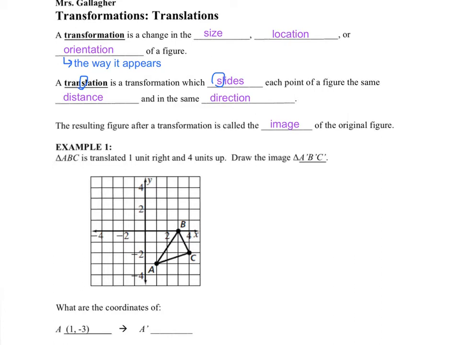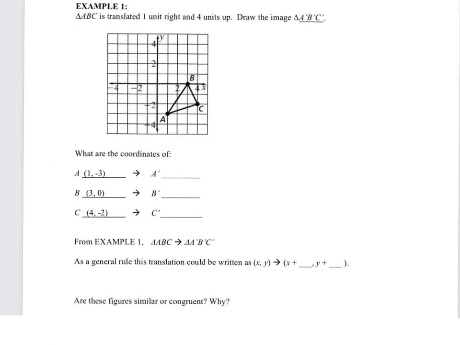Okay, so let's look at example 1 together. It states, triangle ABC is translated 1 unit right and 4 units up. Draw the image triangle A prime, B prime, and C prime. Here is our triangle, and we want to translate it 1 unit to the right and 4 units up. You're going to take each coordinate, starting with A, and move it 1 to the right, and then 4 up. 1, 2, 3, 4.